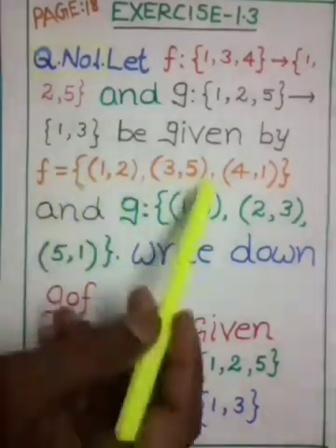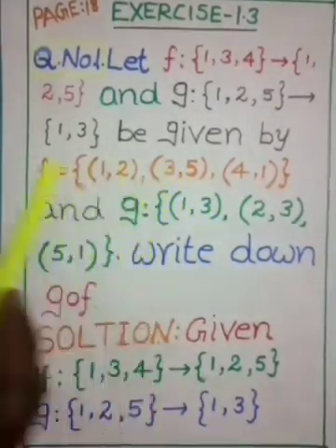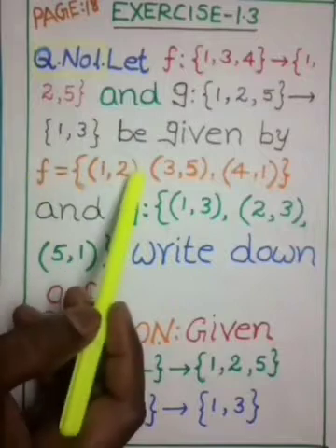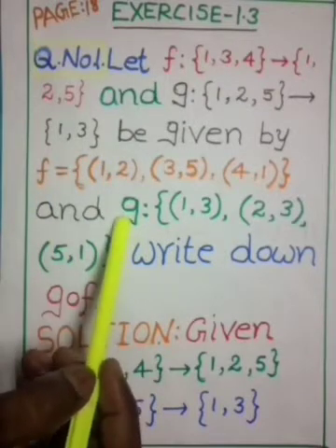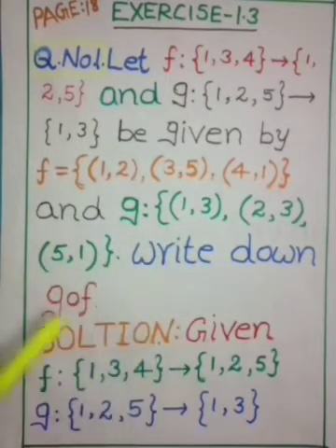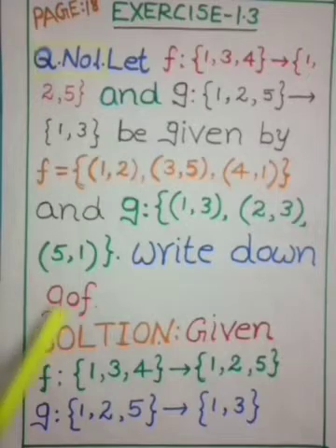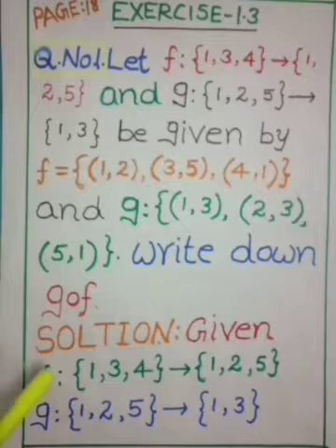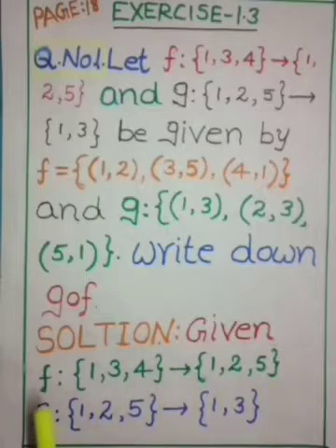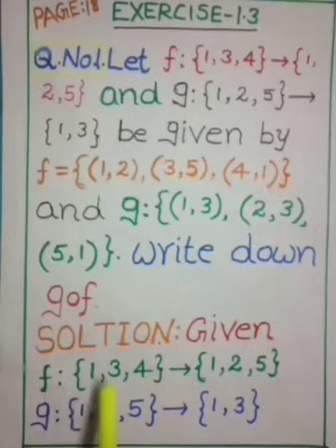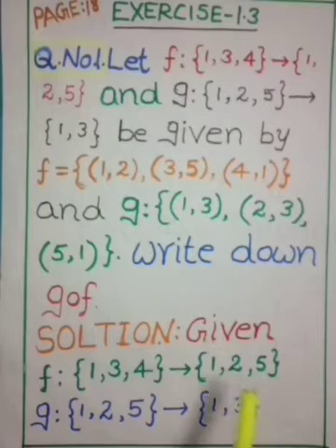And the functions are given like this in the roster form. f is given in the roster form and g is also given in the roster form. Now we have to find the composition of these two functions, that is g circle f. Okay, my dear children, now come to the solution part. First of all, we write the given data. What is given here? f is a mapping from set {1, 3, 4} to set {1, 2, 5}. g is a mapping from set {1, 2, 5} to {1, 3}.